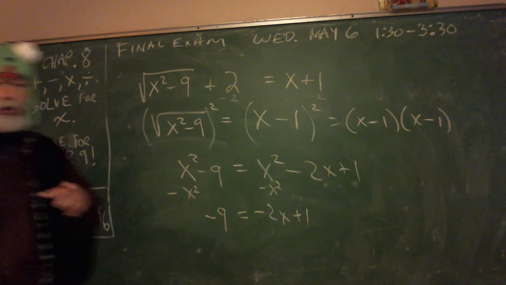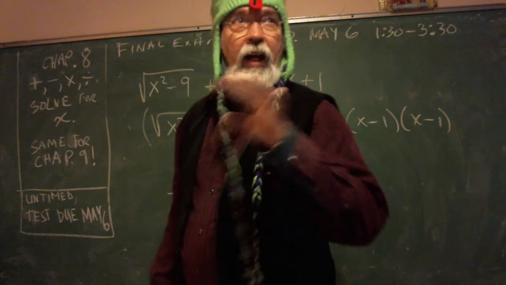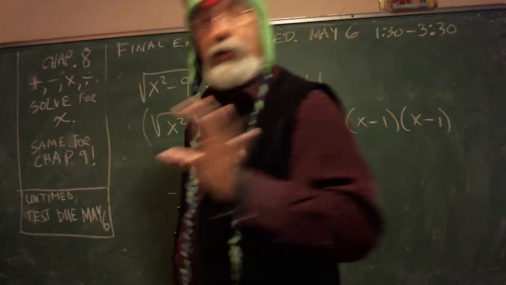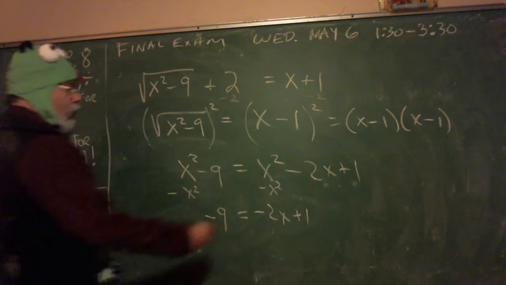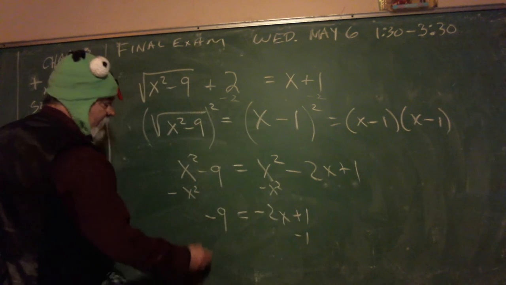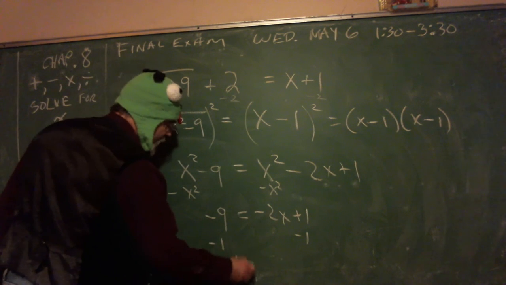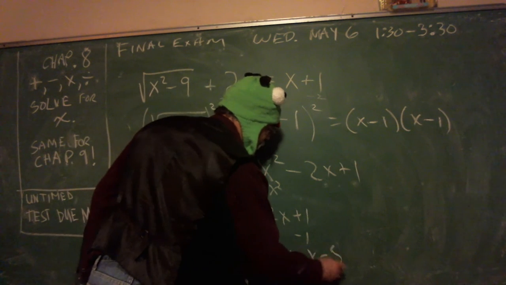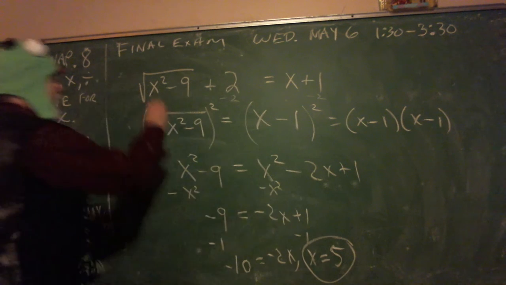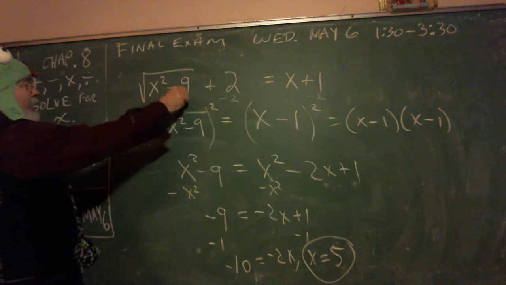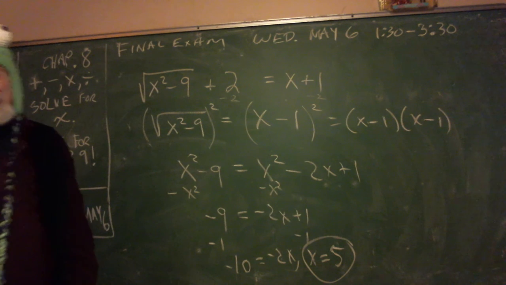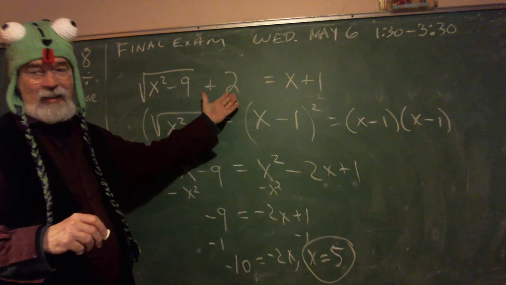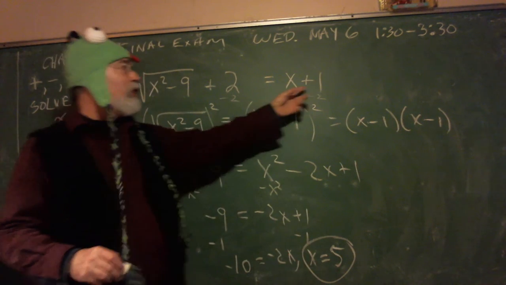That's a big deal for 2 reasons. One is the problem's simpler. Another is you don't have x squared in the problem anymore, which means there's 1 answer, not 2 answers. So you're done quicker. So I'm going to subtract the 1 from both sides, and I have -10 equals -2x, x equals 5. And you can check. 25 minus 9. 25 minus 9 is 16. Square root of 16 is 4. 4 plus 2 is 6. X equals 5. 5 plus 1 is 6.